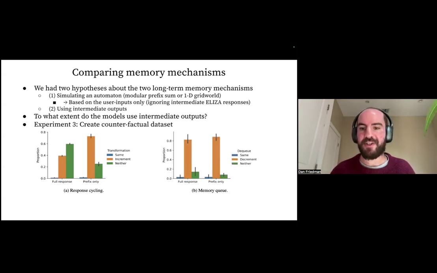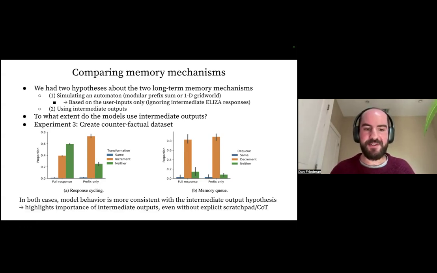And we did a similar experiment for the memory queue where we can change a previous response and make a prediction about whether the response will stay the same or whether it will change in a way that's predicted by our hypothesis. And in both cases, the model behavior is more consistent with this idea that the model is really making use of its prior intermediate outputs to simulate this recurrent data structure.